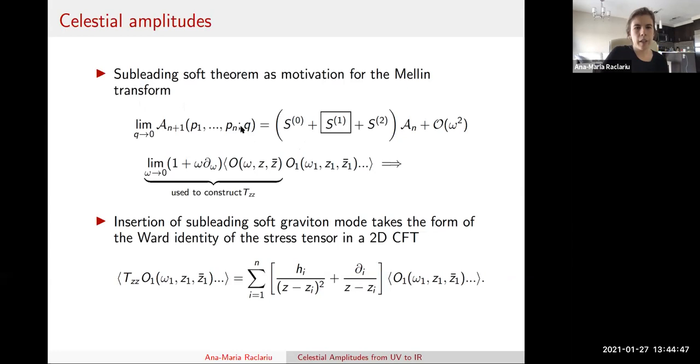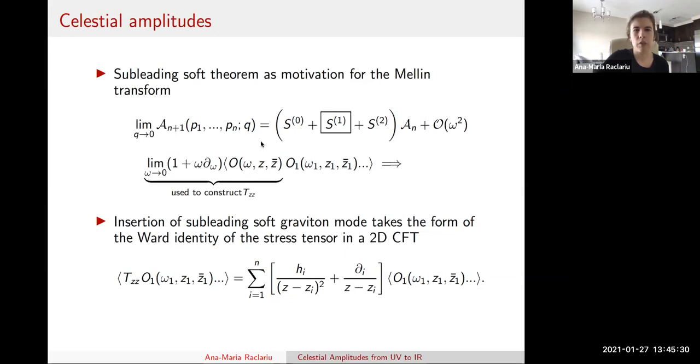So on the left-hand side, we have a scattering amplitude of n+1 particles. Here, n of the particles are arbitrary particles, and we take one particle to be a graviton of momentum q. What the soft theorem tells us is that as we take the limit as the energy of the graviton goes to 0, this n+1 point amplitude is related to the amplitude without this graviton, so an n-point amplitude, up to a factor. This factor is the so-called soft factor, whose leading piece is the standard Weinberg soft factor, which has a pole in the limit as this energy goes to 0.